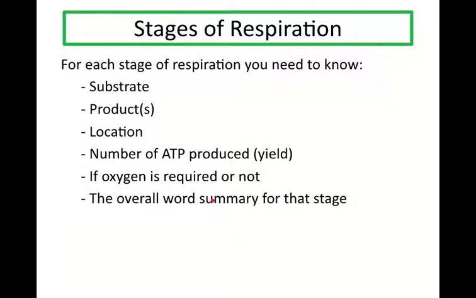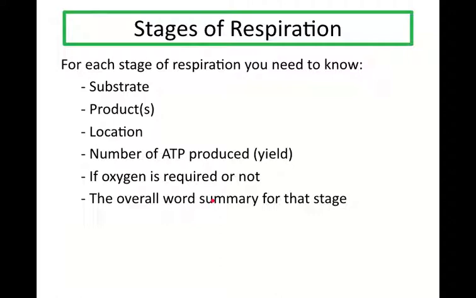So now we're going to move on to the main part of the respiration topic, which is the stages of respiration. For each stage of respiration, you need to know the substrate, the product or products, the location of that stage, the number of ATP produced, which is also known as the yield, whether oxygen is required or not for that stage to take place, and finally the overall word equation or summary for that stage. This list is a great way to test yourself for this topic, so try and list for each stage these parts and then mark them, and this will get you used to the types of questions you could be asked in an exam.